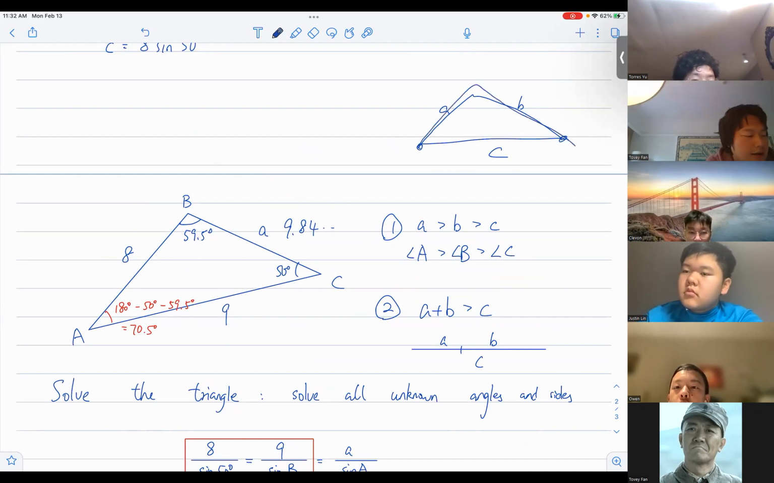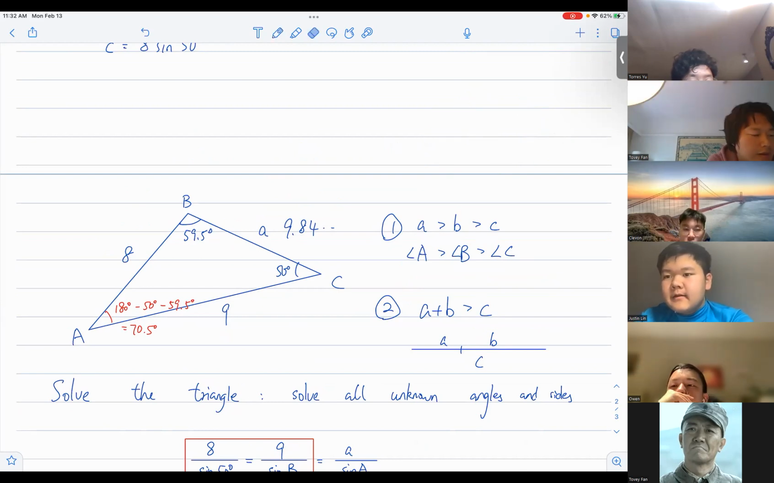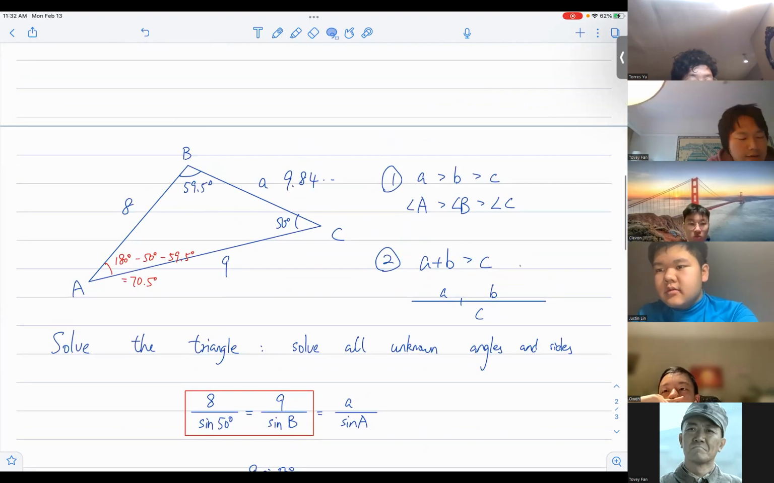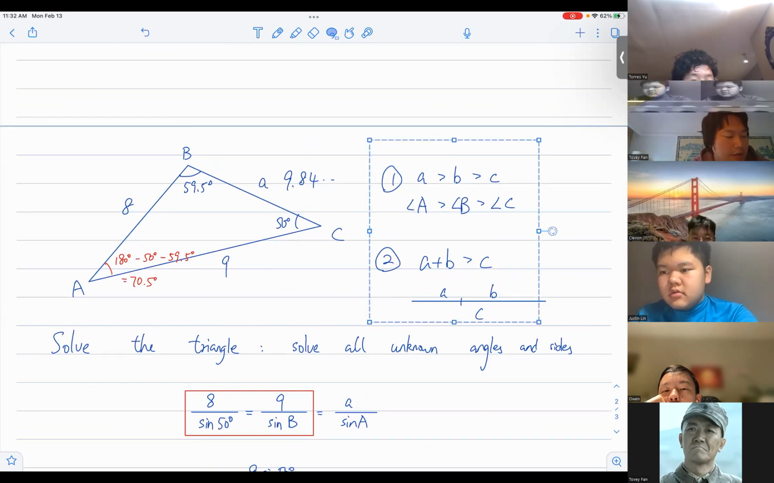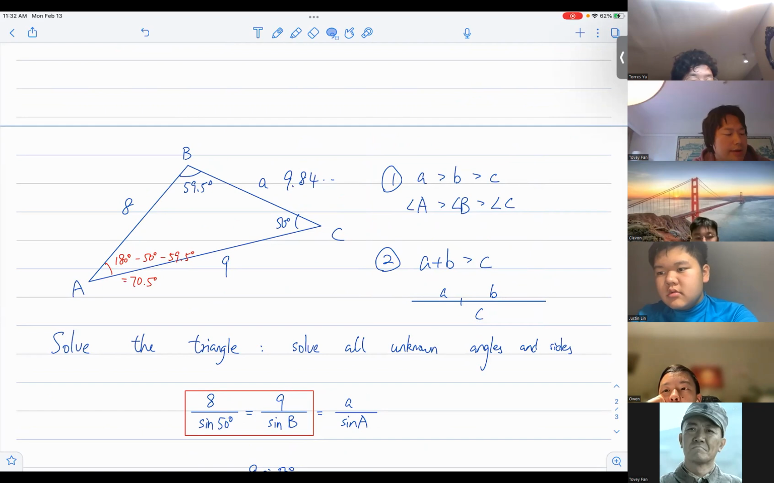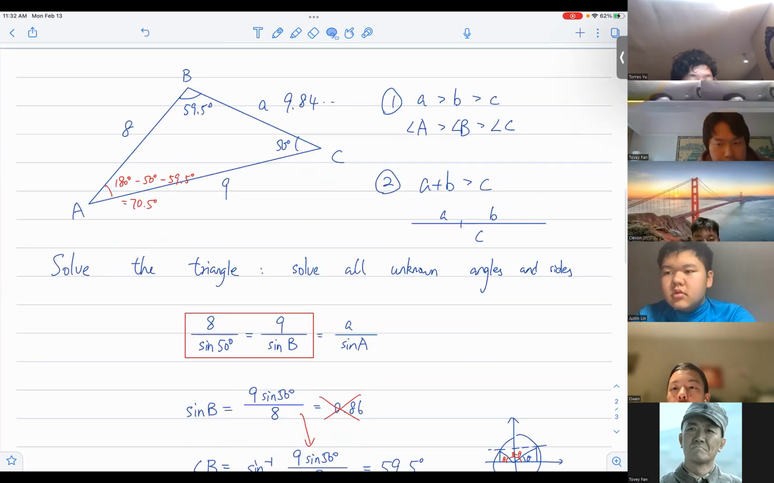A and B going up and down is definitely longer than C, no problem? Okay, so A plus B is greater than C. The sum of any two sides of a triangle must be greater than the third side. So if your resultant triangle satisfies both criteria here, then the triangle is legit, is possible. In this question, you have two possible answers, and this is the ambiguous case of the law of sines.